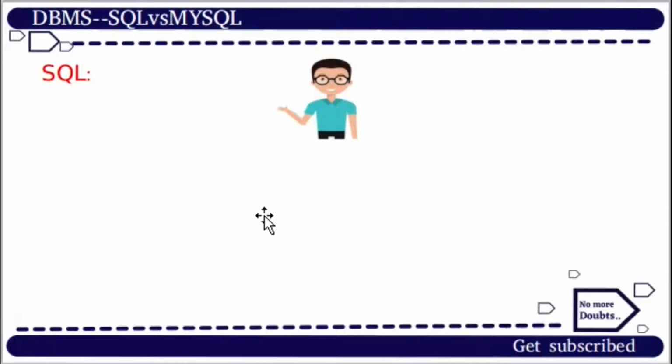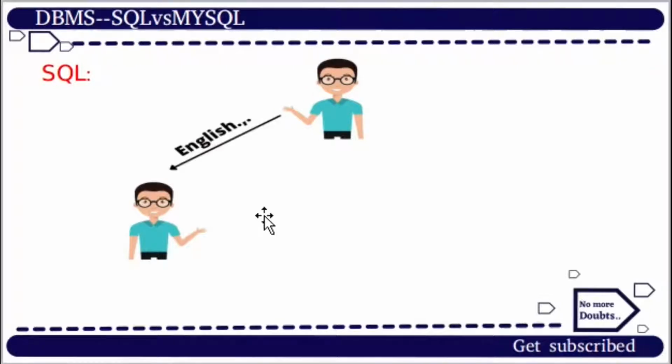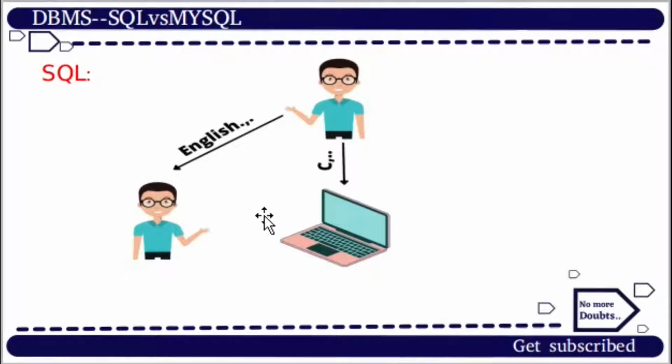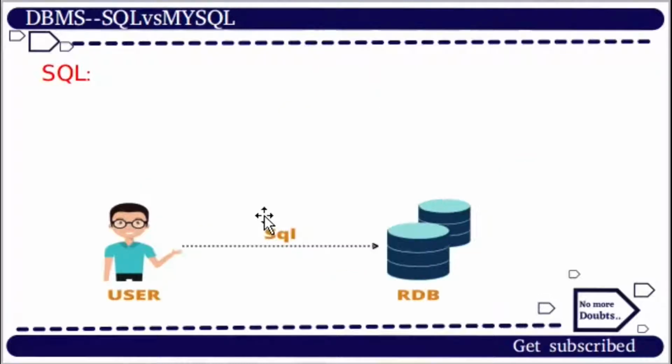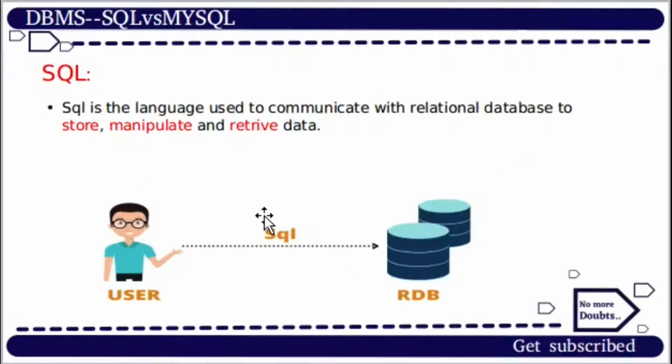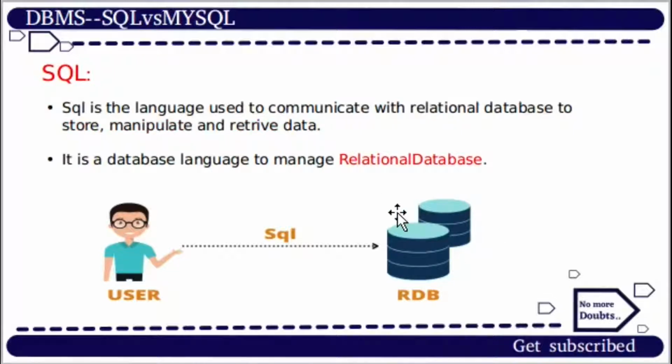And now you can understand what is SQL. Actually, if you want to communicate with any other person, you will be using languages like English, Hindi, or any other language which is commonly known by you and the other person. Similarly, to communicate with the computers, we will use C, C++, or any other programming languages. And now to communicate with the relational database, we have the language called SQL, Structured Query Language, and it is the language used to communicate with relational database to store, manipulate, and retrieve data from the relational database. Simply we can say it is a database language to manage relational database.